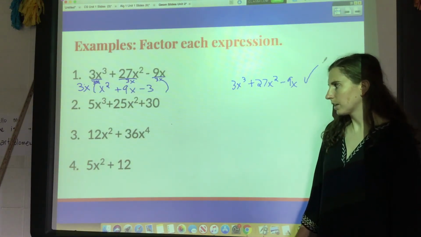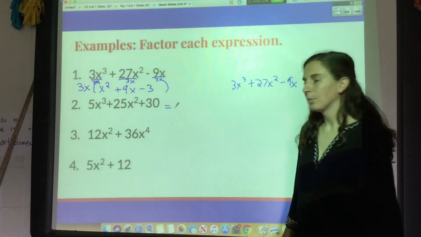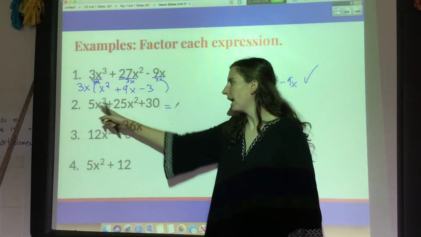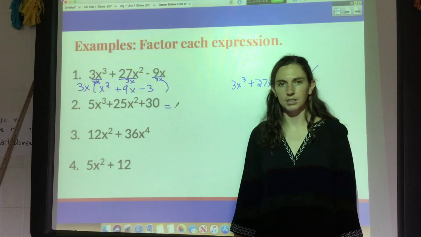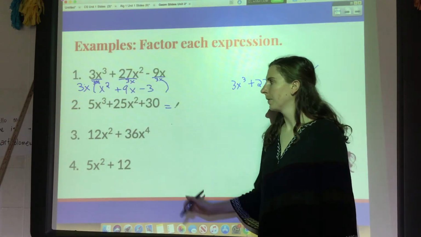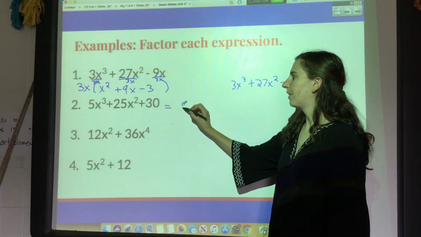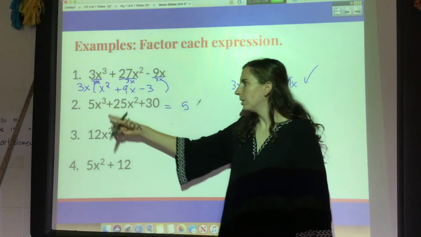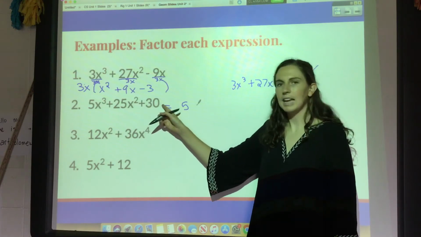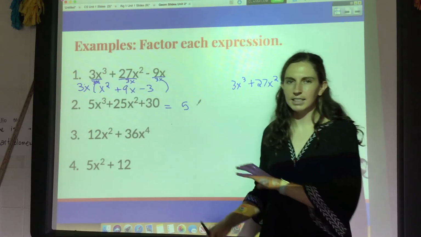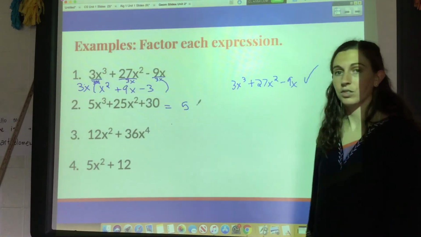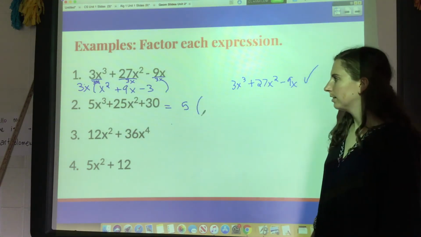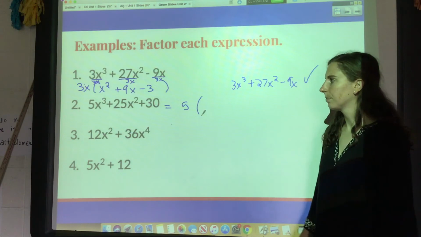All right, next one. I'm going to look for a GCF, so I like to start with the numbers. I've got a 5, 25, and 30, so what could I divide them all by evenly? The greatest thing would be a 5. And then this one has x cubed, this one has x squared, but this one doesn't have any x's. So I can't take out any x's from my GCF at all. I'm just going to have to leave them. So in this one, the GCF was just 5.